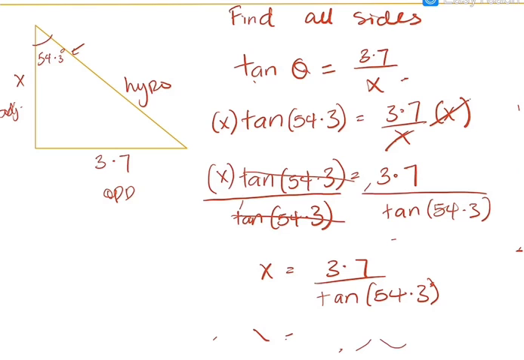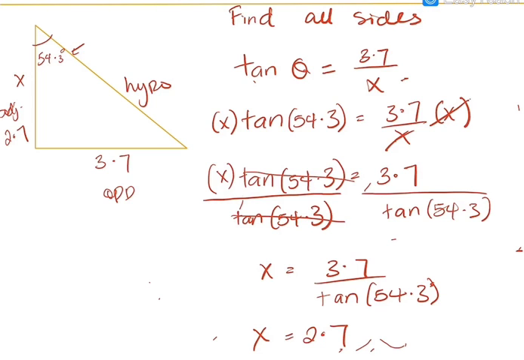So x is going to equal 2.65. I'm just going to do 2.7. And our adjacent right here is 2.7. So we already found that side. So now we know what our adjacent is.